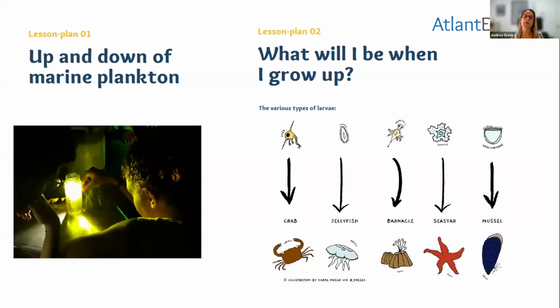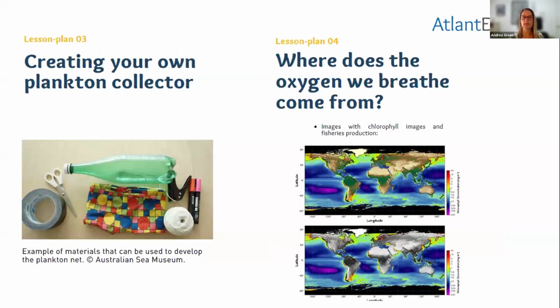Lesson 2, what will I be when I grow up? The focus here is on mesoplankton, which is a whole community, a temporary community of the plankton, which is mainly larvae of a lot of animals that we know, such as crabs, barnacles, sea stars, mussels, that spend the time at the plankton, and then they come to reach the adult habitats. So they are going to learn about their life cycle and why it is important to learn about it.